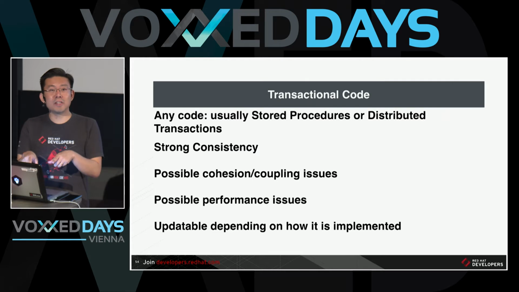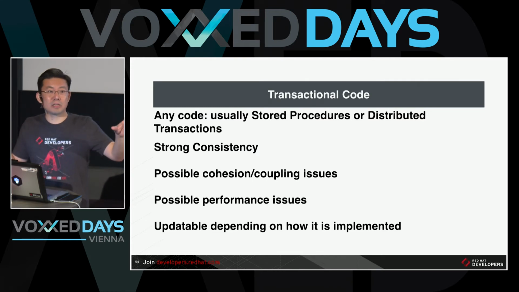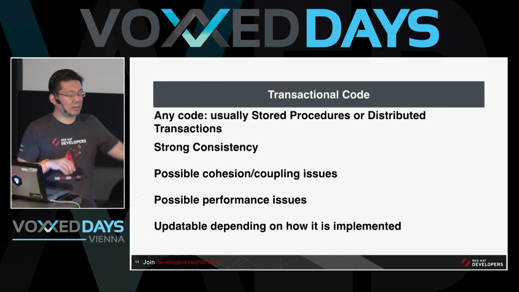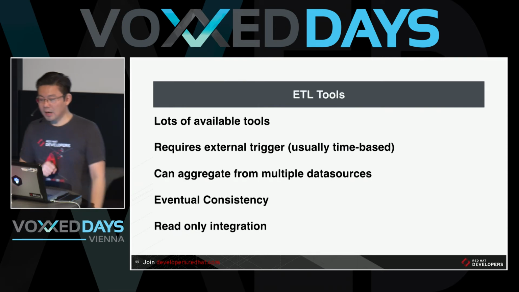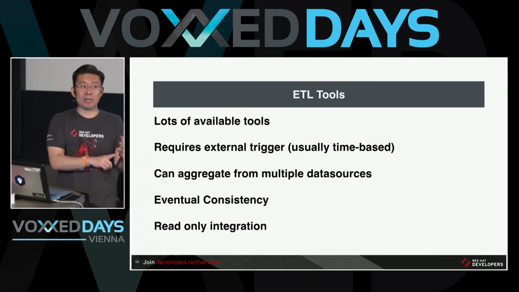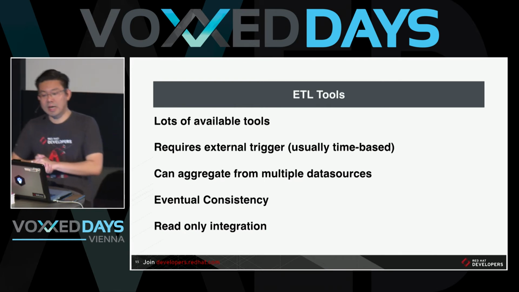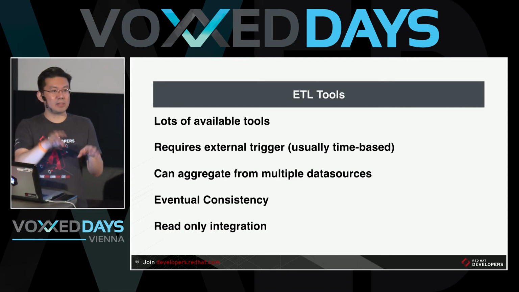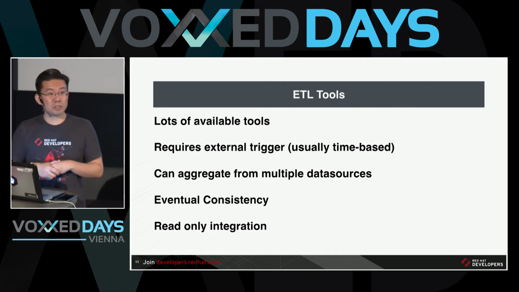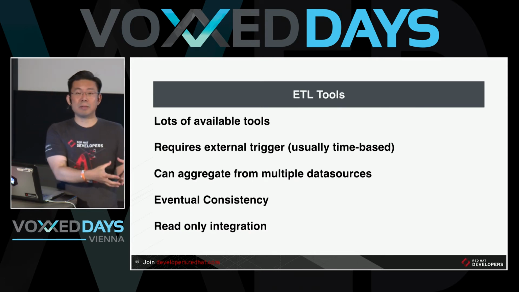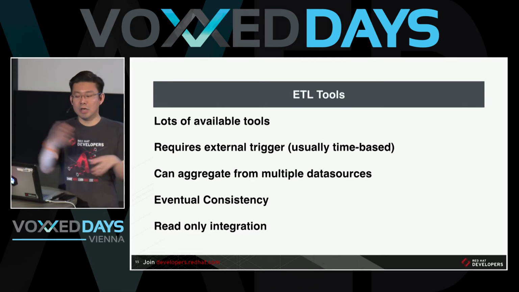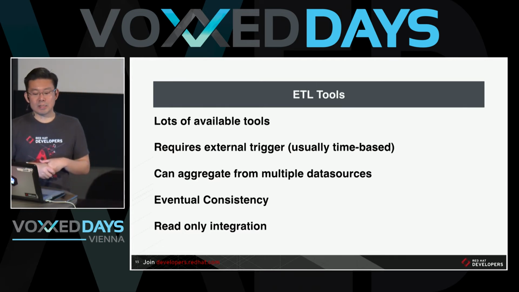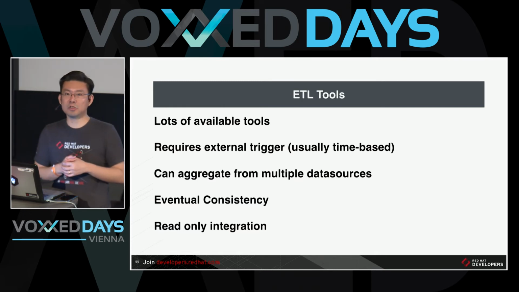Again, it's only feasible if you have just one separate microservice database. If you have more than one, then it quickly becomes unmanageable. You can also have ETL tools like QlikView, Pentaho, and many other kinds of things. You have lots of available tools. Usually it requires an external trigger, which is usually time-based or on demand. You can aggregate from multiple data sources. You're not constrained to just a single database or even just a relational database. You can have many different other sources. Since you don't have transactions, it's always eventually consistent, and that's really one-way integration because ETL tools are designed to be just one way.